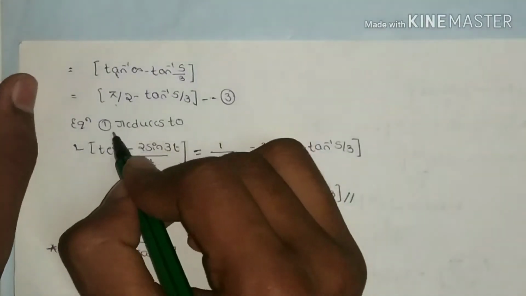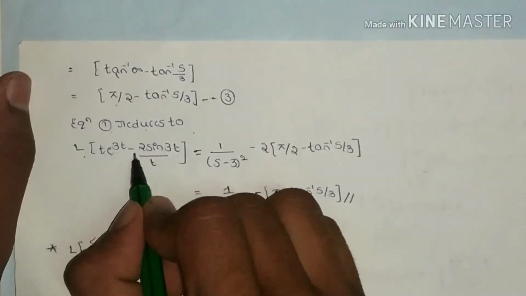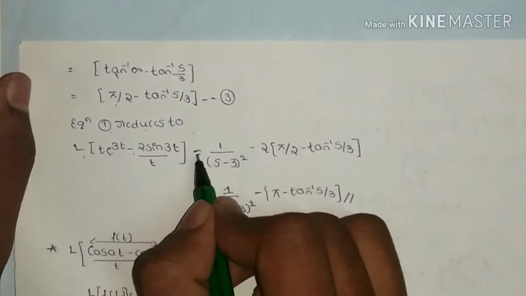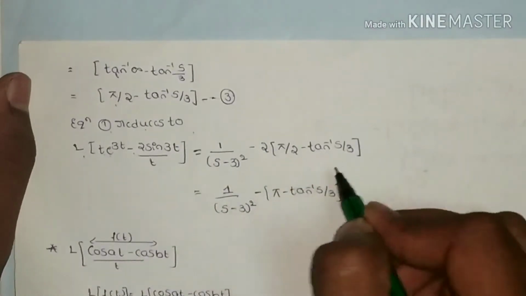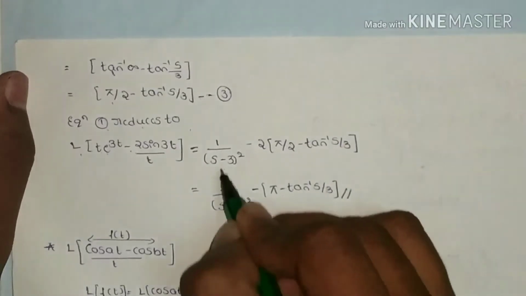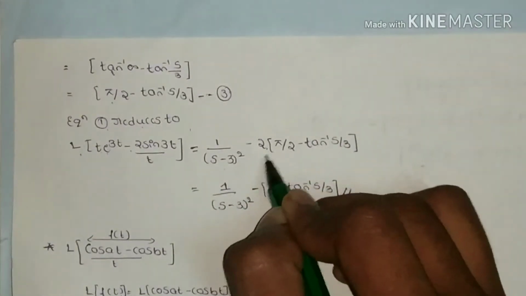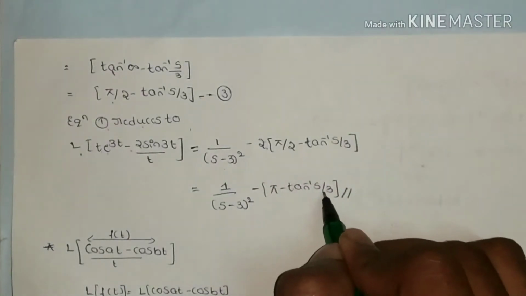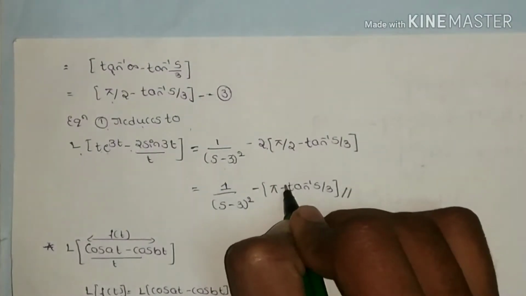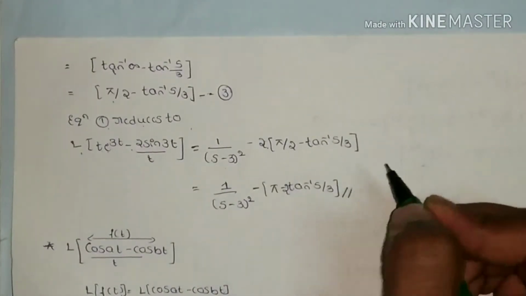By equations 2 and 3, equation 1 reduces to Laplace of t into e raised to 3t minus 2 into sin 3t divided by t. That can be written as 1 divided by s minus 3 whole square minus 2 into pi by 2 minus tan inverse of s by 3. 1 divided by s minus 3 whole square as it is. We multiply 2 inside. Here the 2 gets cancelled, and it becomes pi minus 2 into tan inverse of s by 3, which is the final answer.